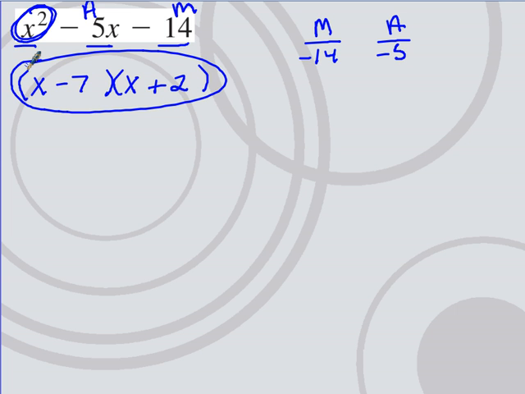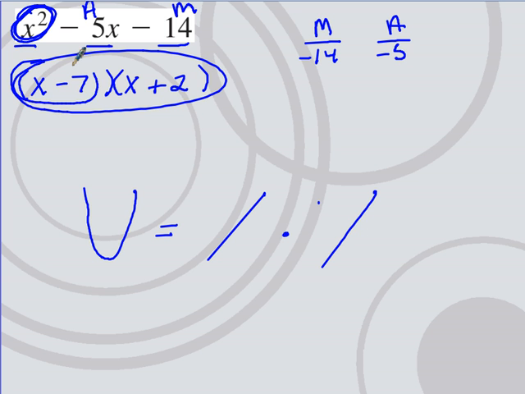Oh, I want you to start thinking of it like this. X squared, hopefully you remember, is a parabola. Pretend like that's a parabola. What you just did is you split a parabola into a line times a line. A parabola is the product of two lines, right? Y equals mx plus b. Slope of 1, y-intercept of negative 7. Slope of 1, y-intercept of 2.